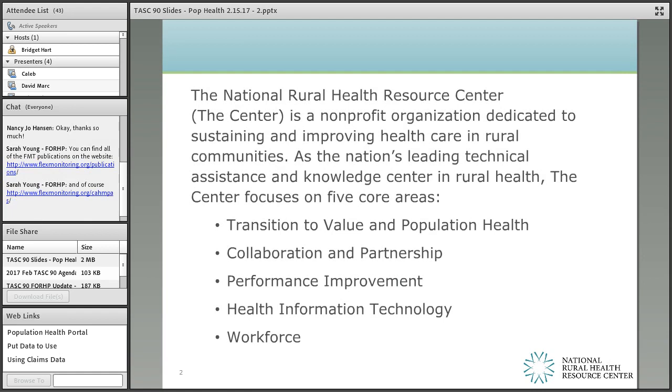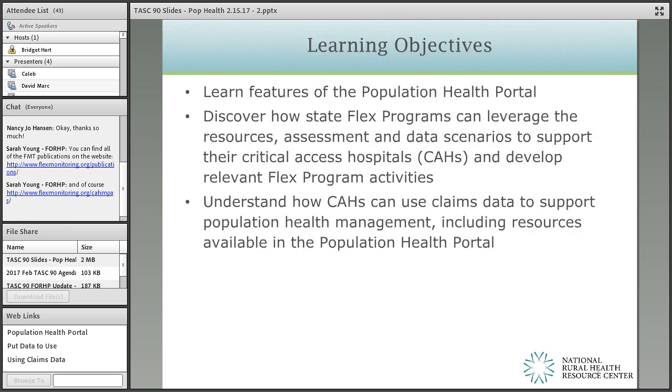Now we'll move into the population health portal features and the uses for state Flex programs. The Population Health Portal is hosted by the National Rural Health Resource Center under the TASC program, which is part of the cooperative agreement we have with the Federal Office of Rural Health Policy to support the state Flex grantees, the Small Rural Hospital Improvement Program grantees, as well as small rural hospital transitions. And the portal is designed for hospitals, networks, and also state Flex coordinators.